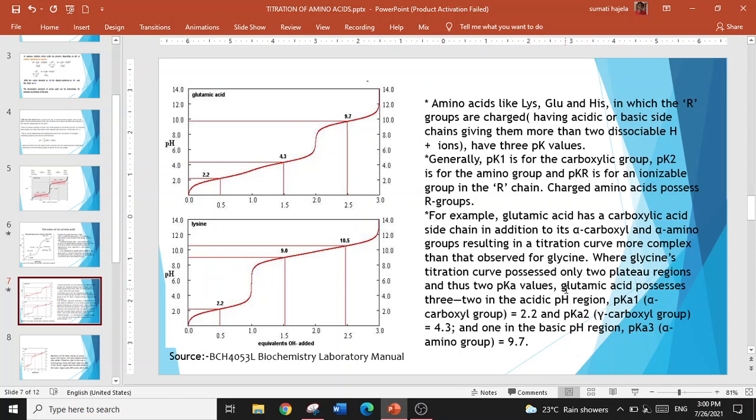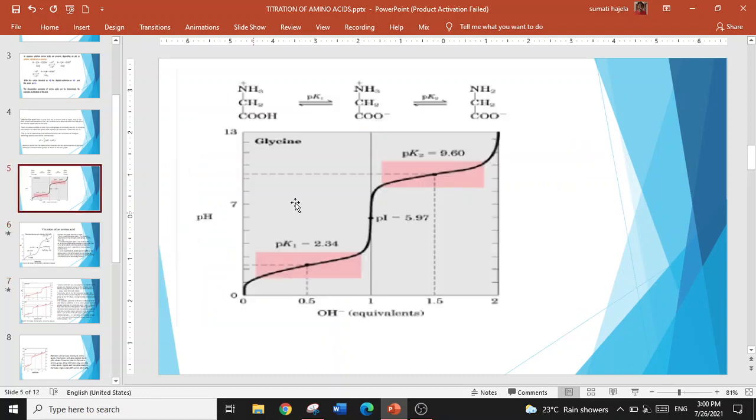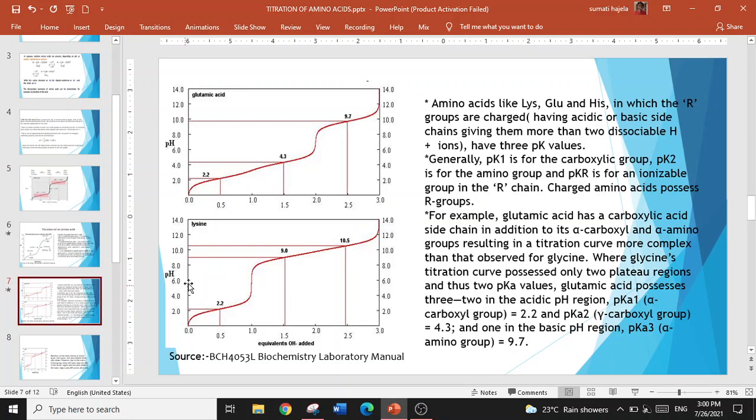Glycine to glutamic acid. Now, from this graph you can see that pK2 is at 9.6, that is a basic range, while this is an acidic range. Now, what will happen if there are three titratable groups present in an amino acid?